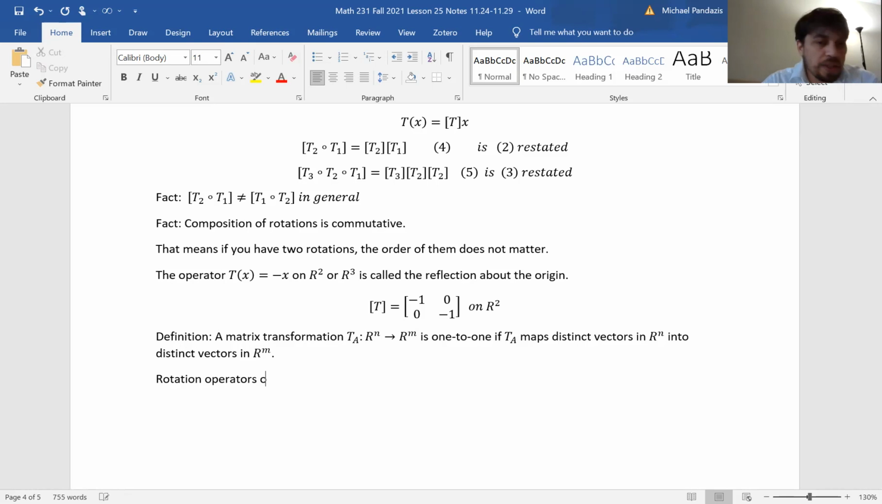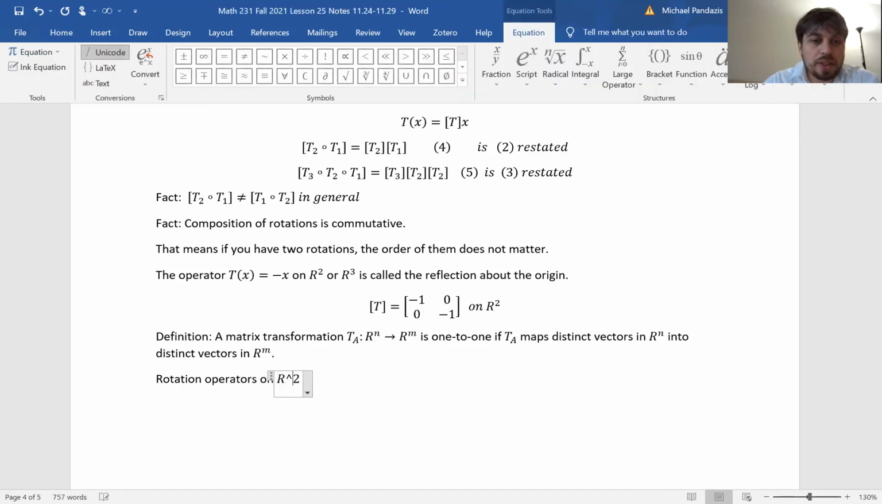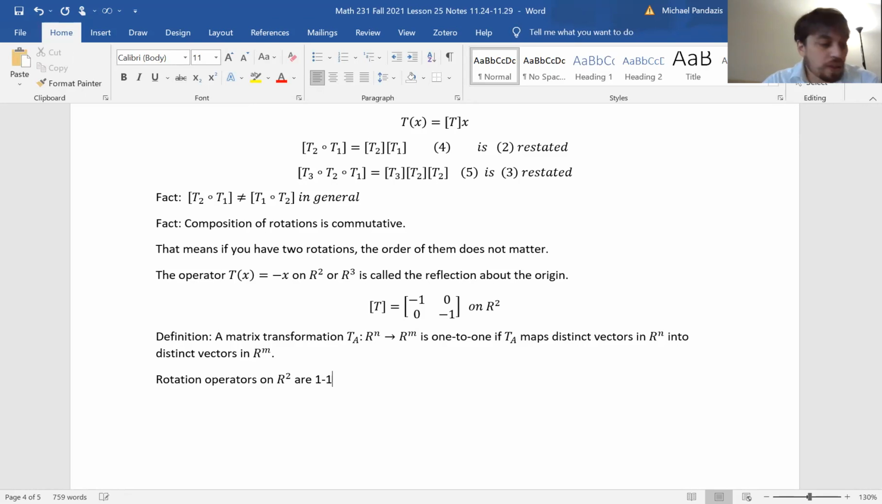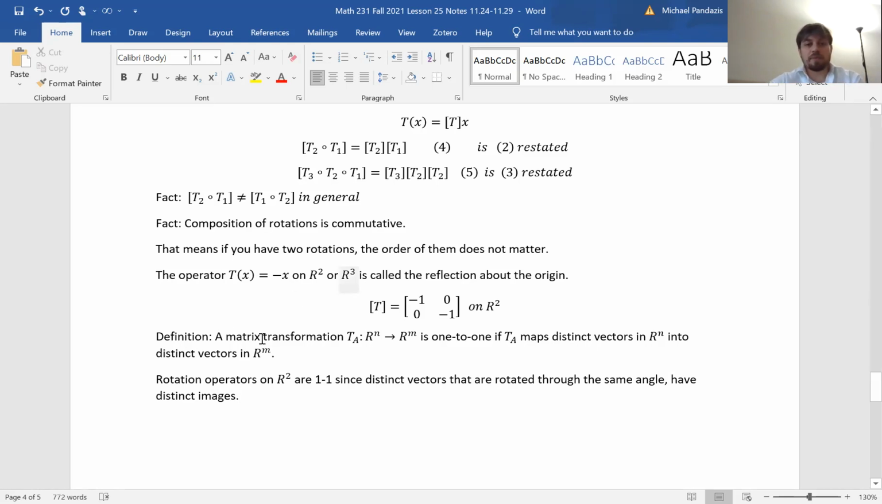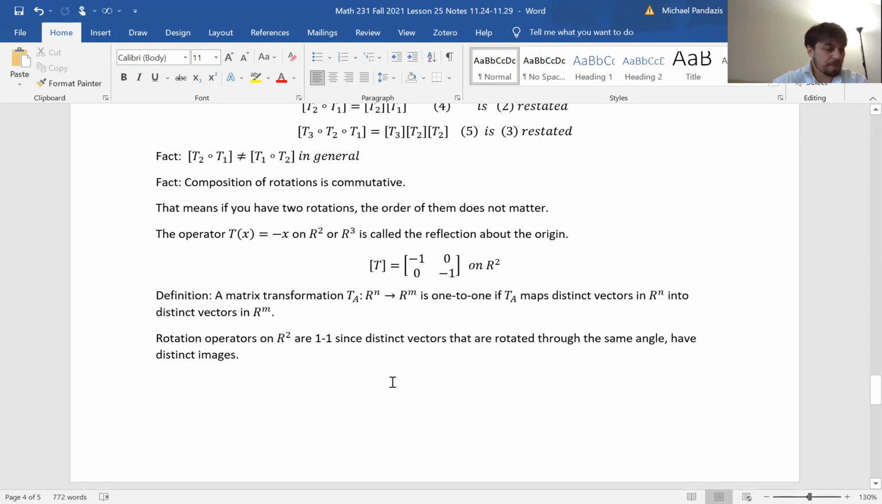Rotation operators on R2 are 1-to-1 since distinct vectors that are rotated through the same angle have distinct images. So if you take 2 different vectors and rotate both of them by the same amount, the effect is still 2 different vectors. So that is a 1-to-1 matrix transformation.